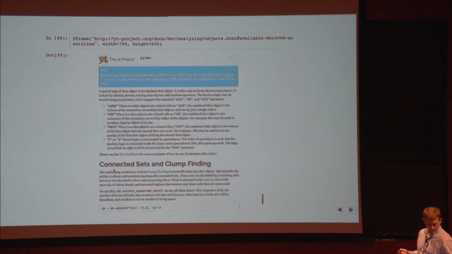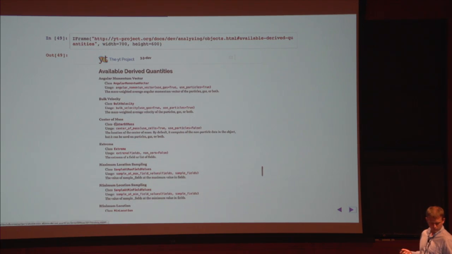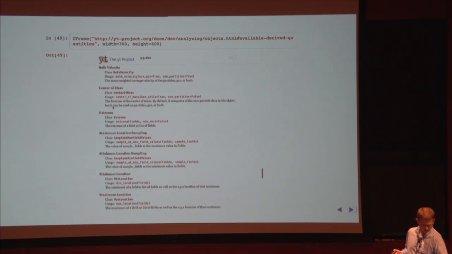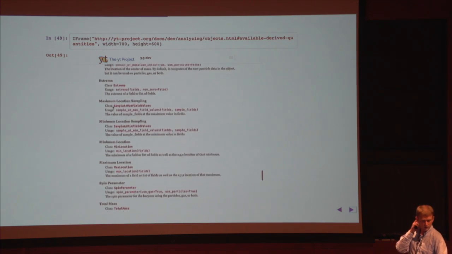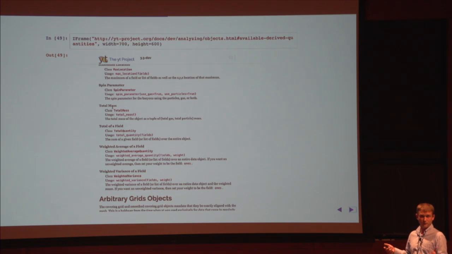Again, this did not show up at the place where I thought it would. We have other available derived quantities: bulk velocity, center of mass, extrema, maximum location, minimum location, spin parameter. These are all things you can ask of the data objects.